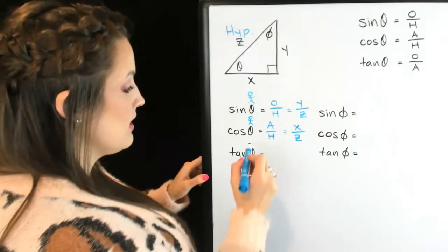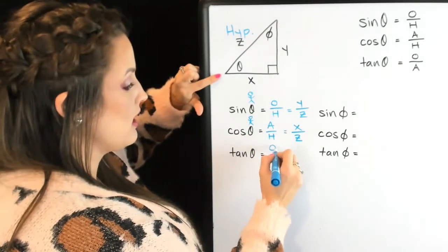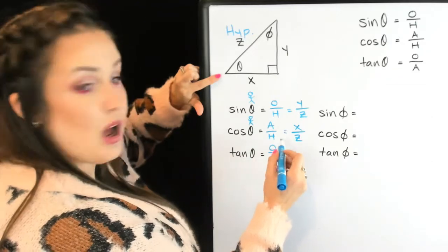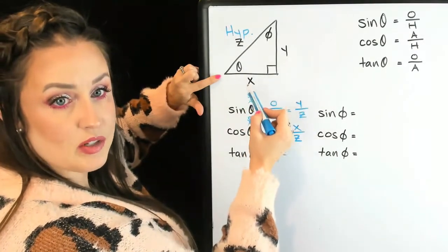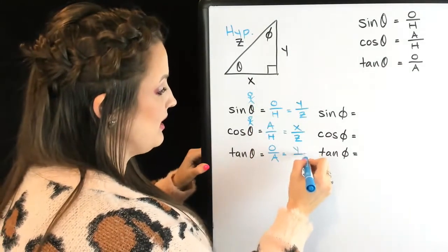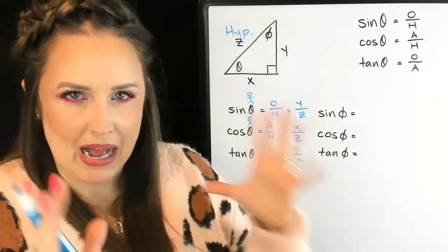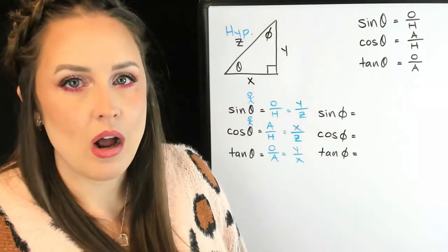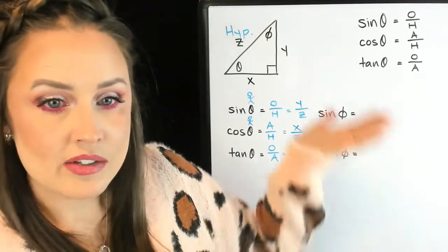So let's do this one, tangent of theta. So we're standing in theta's corner. So we're going to go, all right, toa, opposite over adjacent, so opposite wall y over adjacent wall x. So it's y over x and that's it. So once you get in your mind the O and A are opposite and adjacent to your angle, then these become a lot easier. So let's talk about these ones.